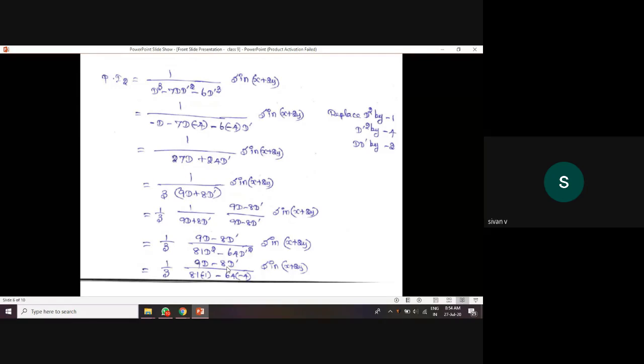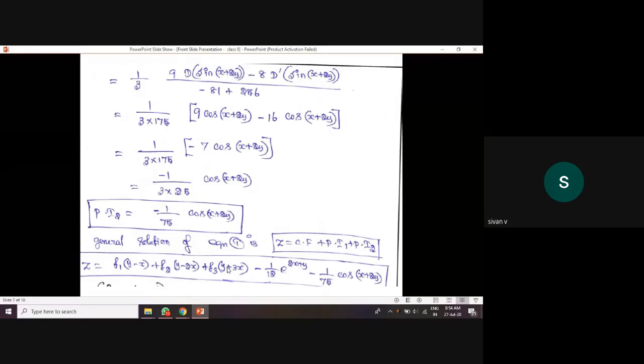And the numerator is D of sine of x plus 2y minus D dash of sine of x plus 2y. D means partial derivative with respect to x. D dash means partial derivative with respect to y. So both the sines will become cos. So 9 cos of x plus 2y and minus 16 cos of x plus 2y. 4 minus 16 plus 9 gives minus 7 cos of x plus 2y. So cos of x plus 2y simplifies this one.